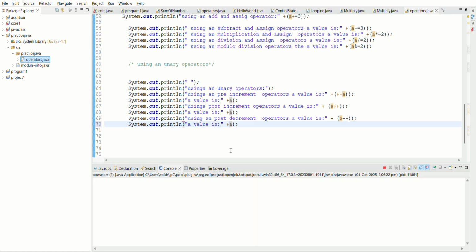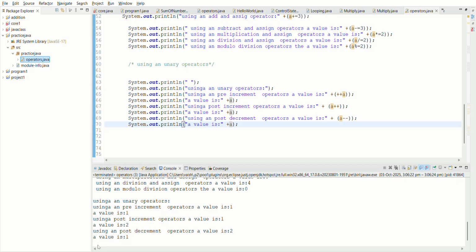So after printing the value, it changes the value by 1. So a value is 1. First a value is 2, and we use a post decrement. Post decrement means first it prints the value, then it decrements the value by 1. So 2, then 2 minus 1, so that means the a value is 1.